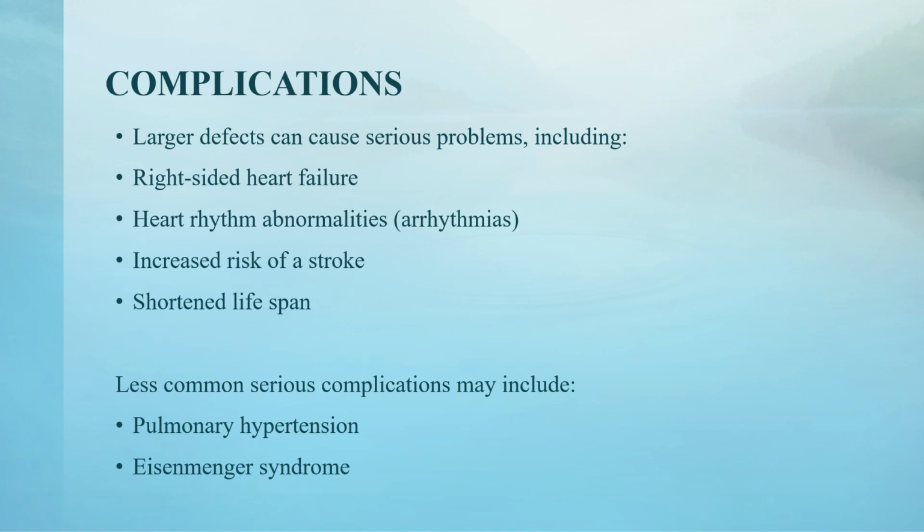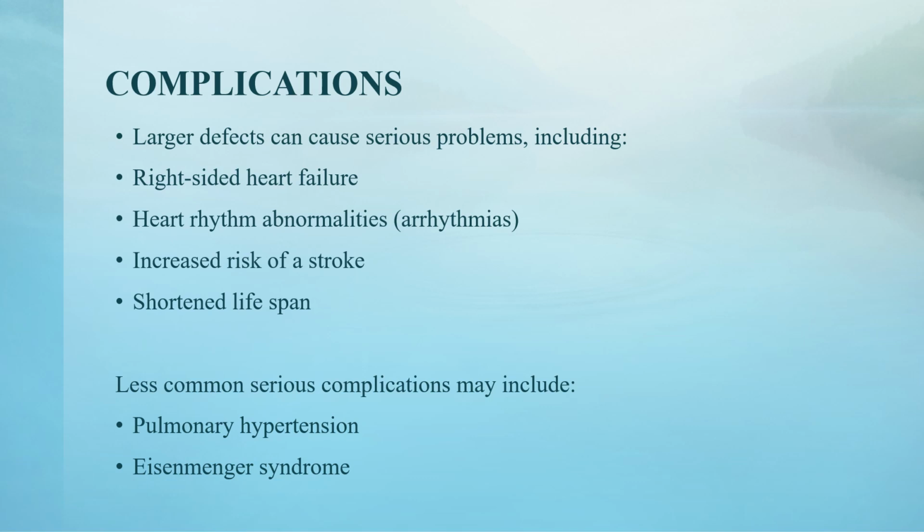So first, it is the pulmonary hypertension. The reason for pulmonary hypertension is that since there is an increased volume overload and pressure overload in the right side chambers of the heart, it causes increased volume and pressure overload in the pulmonary artery also, leading to the pulmonary hypertension. Finally, it is the Eisenmenger syndrome. So what is Eisenmenger syndrome?